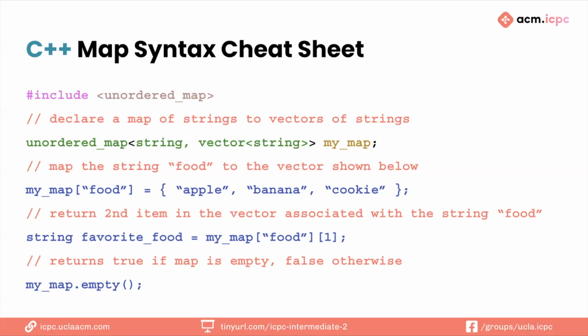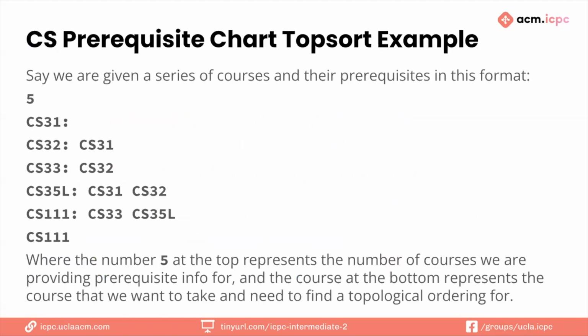And on the third line, you can see that we add a key value pair where key is food and value is a vector of apple, banana, cookie. Just like in a regular vector, with regular bracket notation, you can access the value of the key food. And finally, you can also check if the map is empty or full. Does anyone have any questions about the implementation of map in C++? If not, let's define a problem statement.